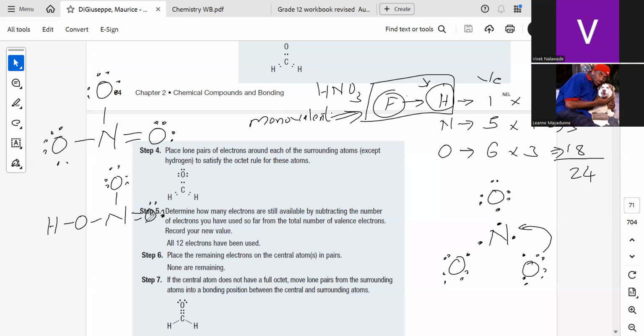So this is your Lewis structure of HNO3. You can just give the oxygen a full outer circle. The oxygen will have the octet complete.